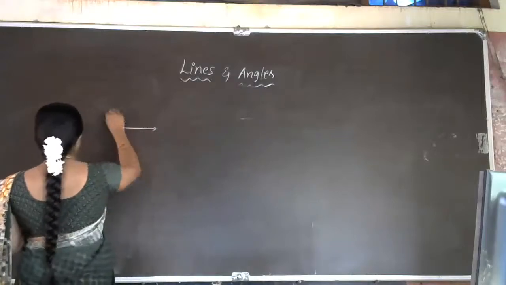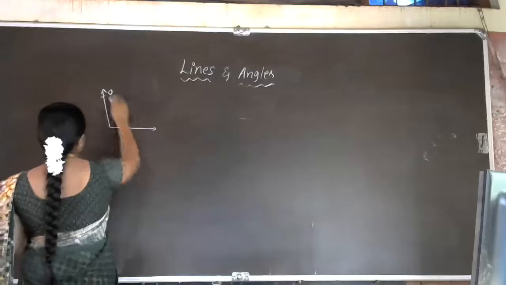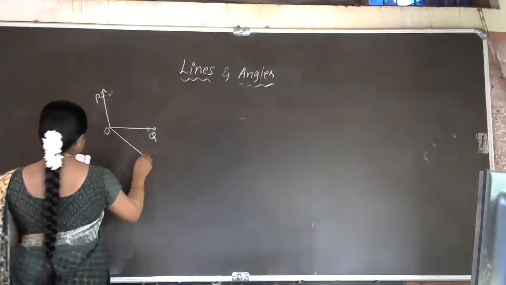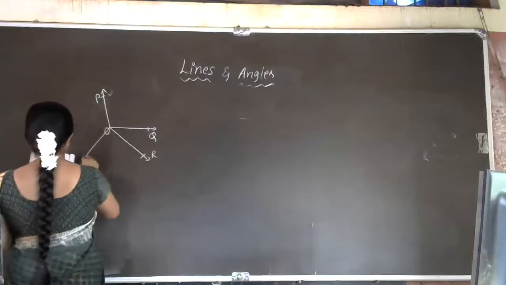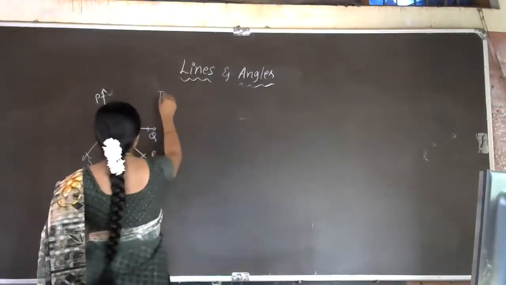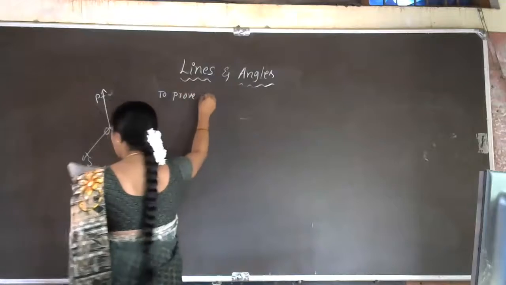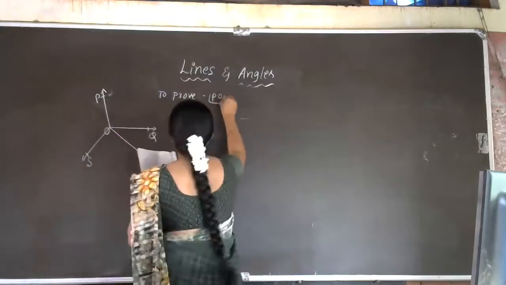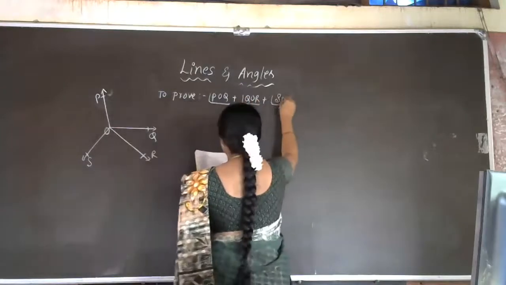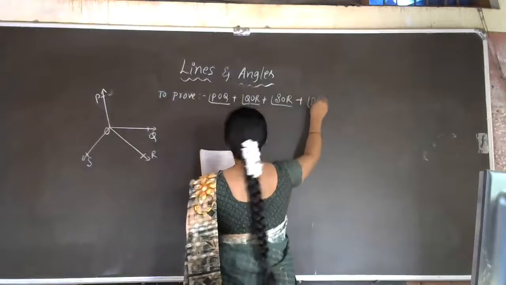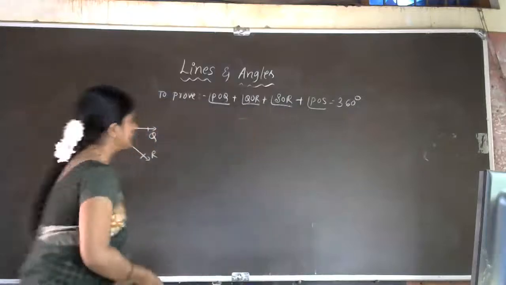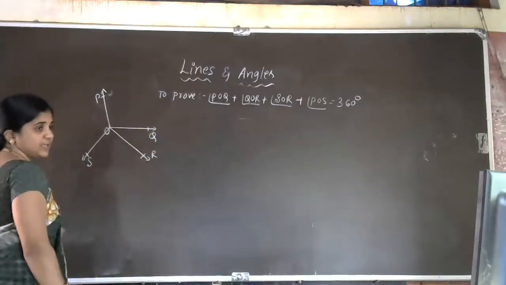First we will draw the diagram. This is OP ray, this is O and this one is P, this is Q, this is R and this one is S. So this is the diagram. What we have to prove here, we will write the to prove part. To prove: angle POQ plus angle QOR plus angle SOR plus angle POS is equal to 360 degrees. This one we need the proof. This is the diagram. This much data only is given in the question, right?